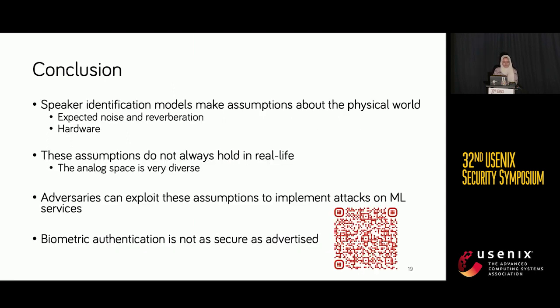In conclusion, speaker identification models make assumptions about the physical world. They expect a certain noise distribution and a certain echo distribution as well, and certain hardware to be used during capturing the audio. These assumptions don't always hold in real life. Adversaries can exploit those assumptions to implement attacks on machine learning services, and thus we need to be careful with relying on biometric authentication for secure applications. It's not as secure as it's advertised.